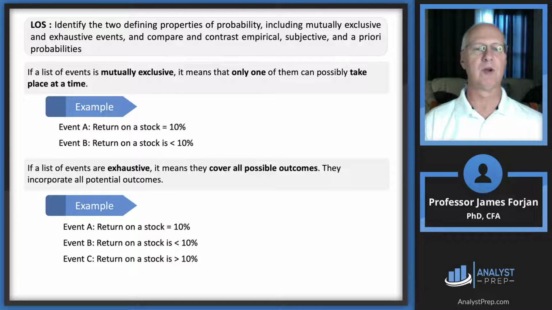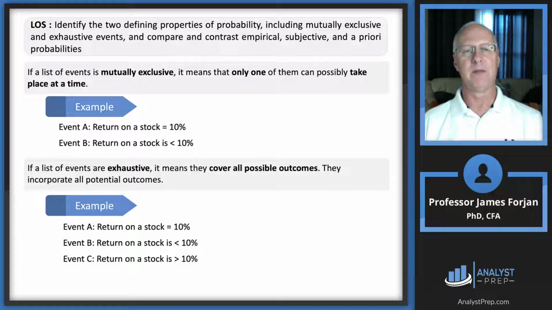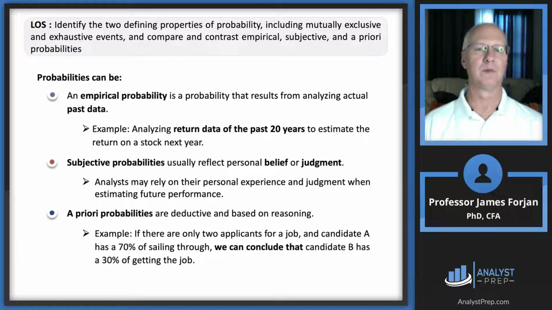When you say I do to that one individual, you're saying I don't to all of those other people out there. So event A, the return on the stock equals 10%. Event B, the return on the stock is less than 10%. And we use that example so that you can understand that there is a definition in which events can cover all possible outcomes, and the term we use is exhaustive. So look at this example down below. Event A, return is equal to 10. Event B, return is less than 10. And then event C, return is greater than 10. So that example at the bottom covers all possible outcomes.